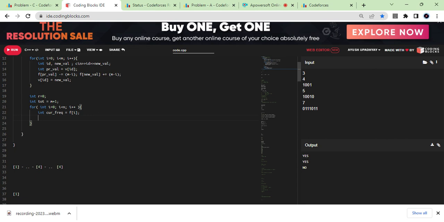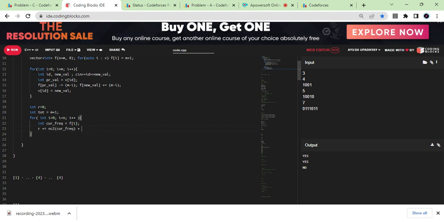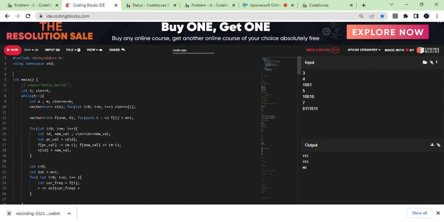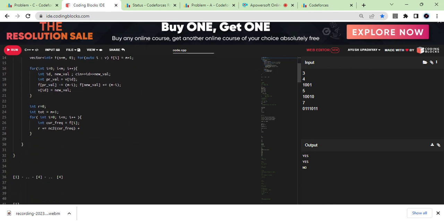So result plus equal to, I can just directly say NC2 of this current frequency, and the NC2 function will just return that. NC2 is a very simple function, right? If you have int n, it will return n into n minus 1 by 2. You could have directly done this over there itself, like we do in CP, but still it looks good.